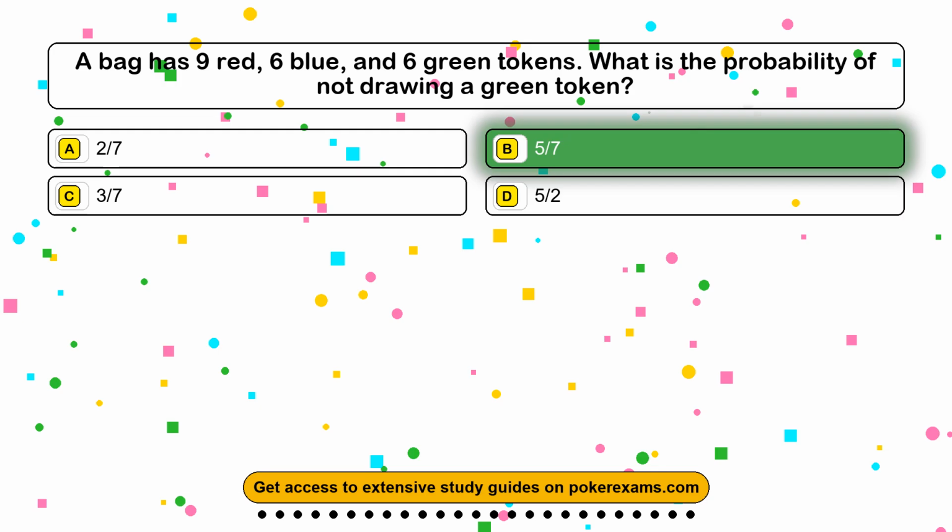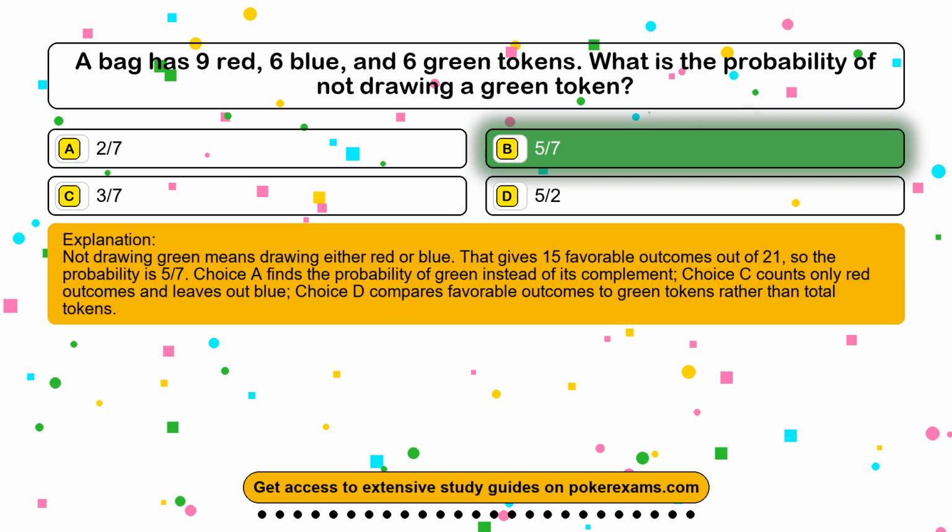The correct answer is option B, 5/7. Not drawing green means drawing either red or blue. That gives 15 favorable outcomes out of 21, so the probability is 5/7. Choice A finds the probability of green instead of its complement, choice C counts only red outcomes and leaves out blue, choice D compares favorable outcomes to green tokens rather than total tokens.